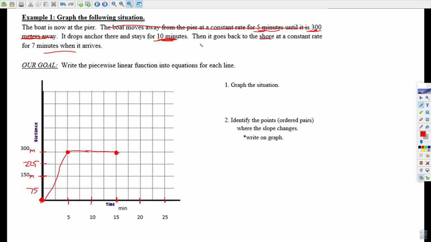And then lastly, what are we doing? We're going to go back to the shore at a constant rate, but it's going to take 7 minutes to get there. So what time are we looking at here now? We're going to go from 15 minutes. We're going to add on 7, so that'll be about 22. So this here is 22.5 because every block is 2.5. So it's going to be right before that. So I'm just going to put it right here. And then we're going to connect those dots as well.